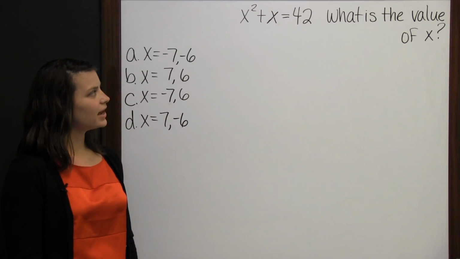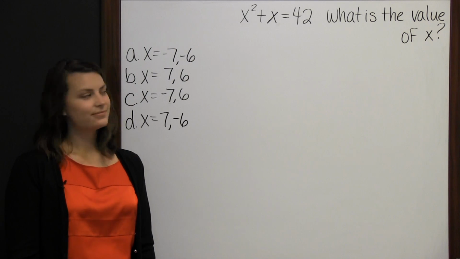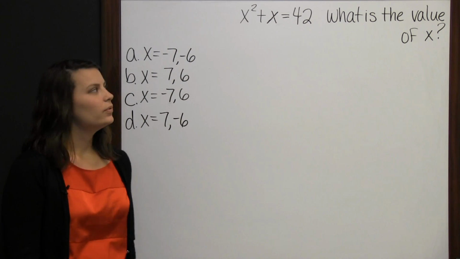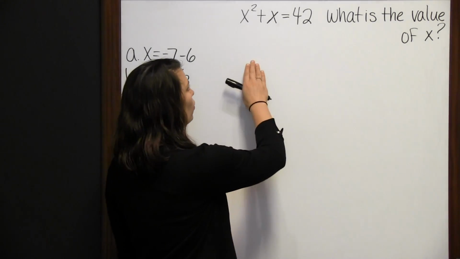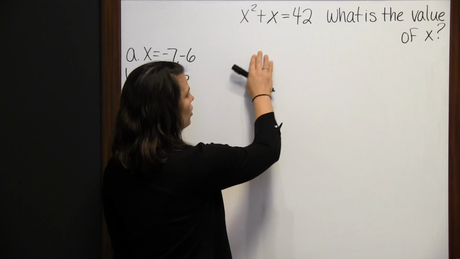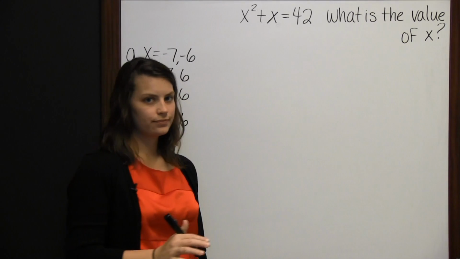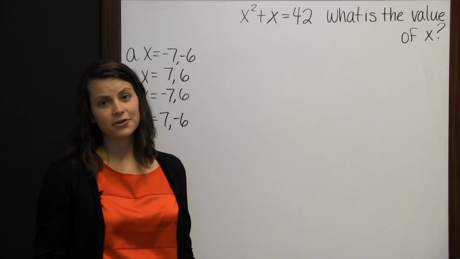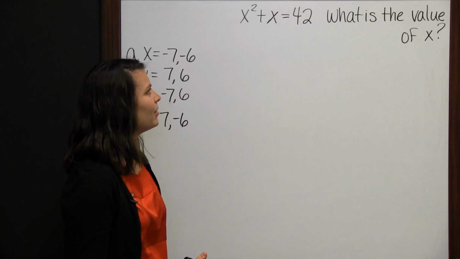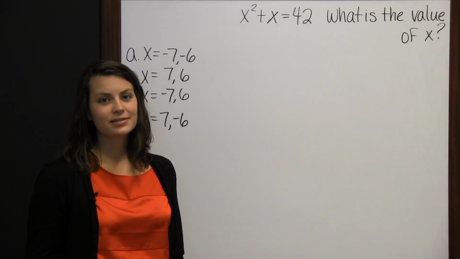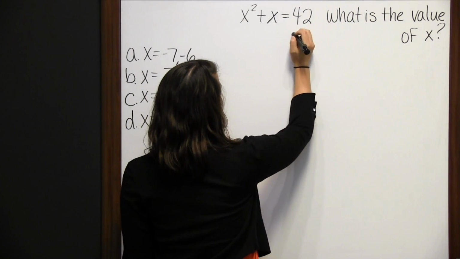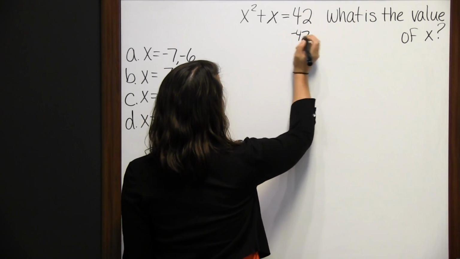X squared plus x equals 42. What is the value of x? We need to find what numbers or number will make this equation true. And there are a couple of different options we have, really. But I'm going to show you how to solve for x by factoring. If I want to factor, then the first thing I need to do is move this 42 to the other side.